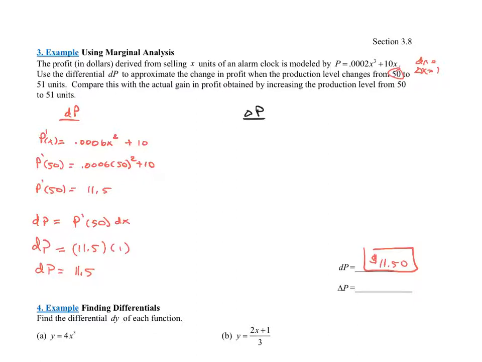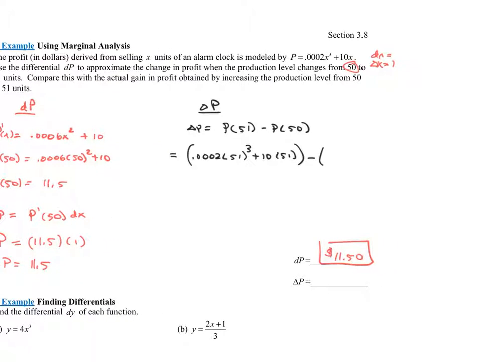How do we find out what the real profit is? Well, to find the real profit, you're going to plug in the two numbers. So we're going to find P of 51 minus P of 50. Let's plug those into the original function now. So P of 51 would be 0.0002 times 51 cubed plus 10 times 51. I'm going to take that value and subtract off when I plug in 50. So when I plug in 50, it would be 0.0002 times 50 cubed plus 10 times 50. Plug that into your calculator.